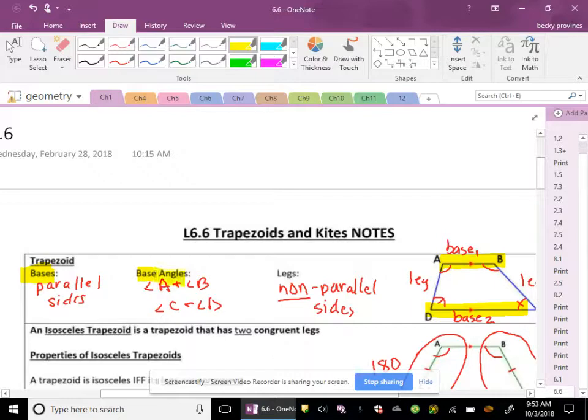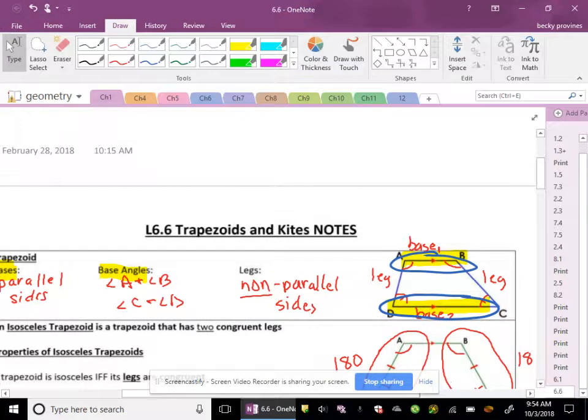We have something called the base angles. So you have sets of base angles. So this up here along the top where this first base is, these together are considered one set of base angles. So notice I have angle A and angle B. That is a set of base angles. For base number 2 at the bottom, you have another set of base angles, angle C and angle D. Now we also have two sides over here that are non-parallel. Those are called your legs.